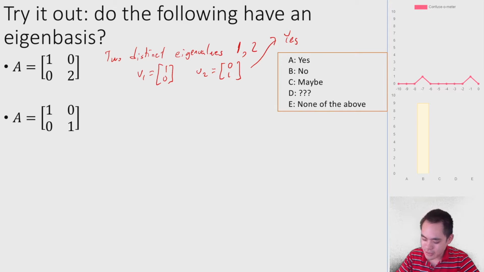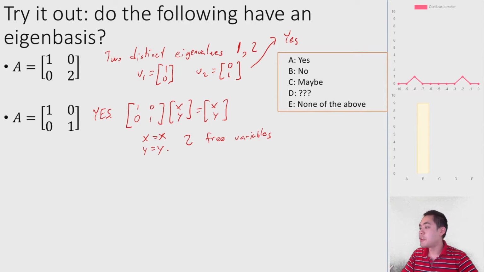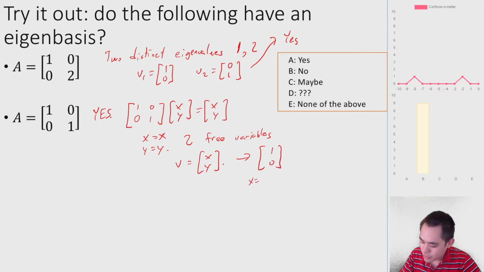And let's write this out. So yes, because if you solve for this matrix, what you end up with is [1, 0; 0, 1] times (x, y) is equal to (x, y). Since you have one eigenvalue and you're solving for that, x is equal to x and y is equal to y. So two free variables. If you have two free variables, then you end up with two different things. So v can be equal to any vector (x, y), and so you get an eigenbasis (1, 0), where you set x equal to 1, y equal to 0, and (0, 1), where you set x equal to 0 and y equal to 1.